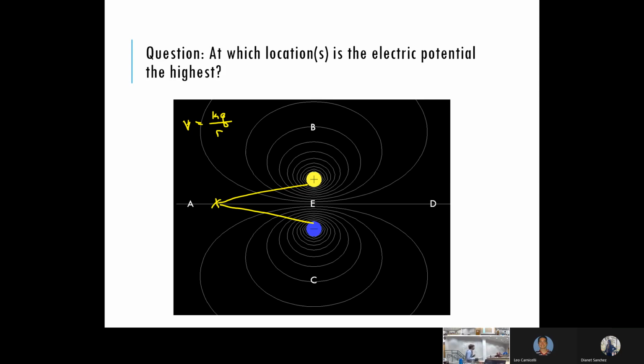Is E at the highest electric potential? E has the highest electric field. Right, sorry, maybe I misspoke on Wednesday. E is the location of the highest electric field. And how do we get that again, based on this stuff?